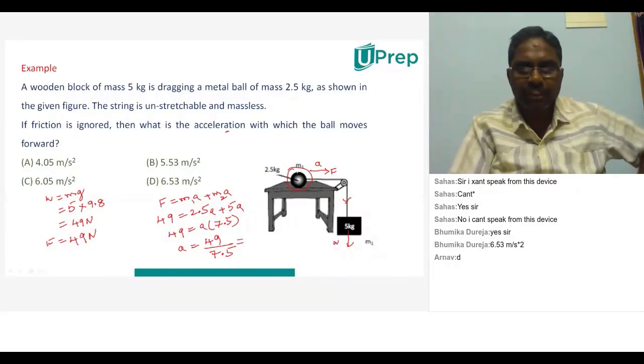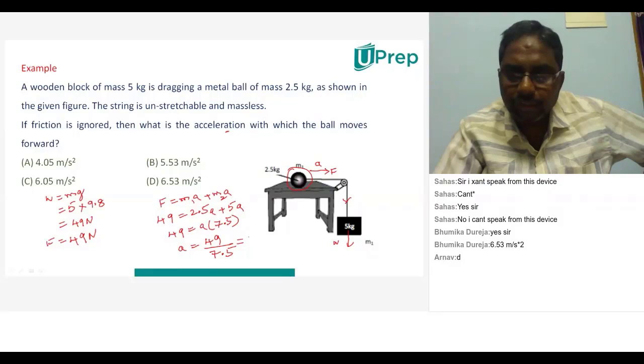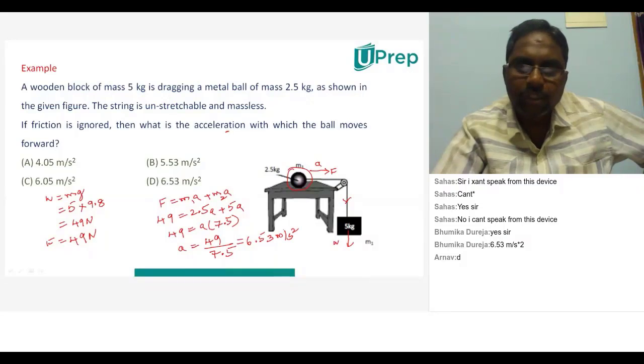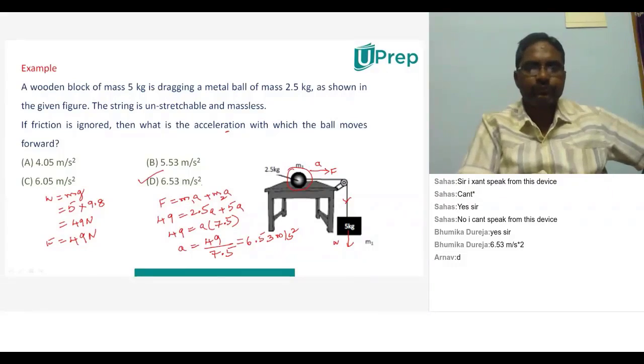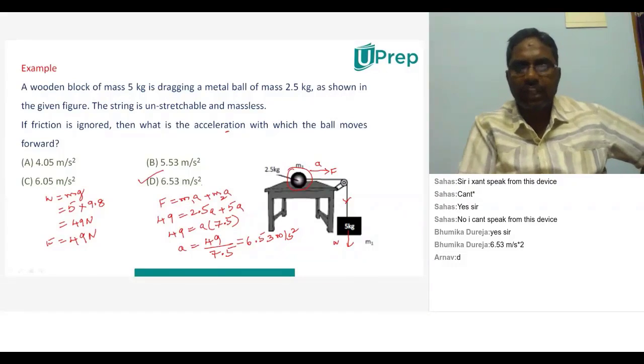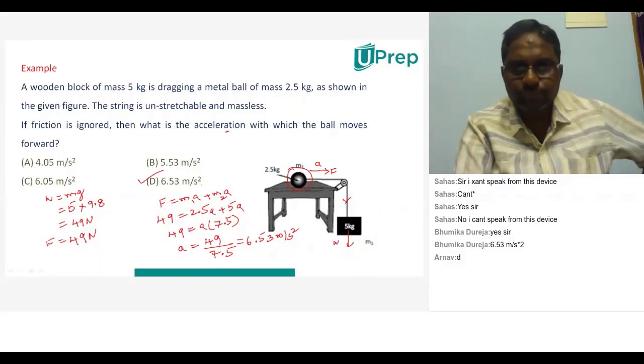Whether the option is there in this? Yes, sir. So 6.53 meter per second square. So what will be the option here? D will be the option. And in this way, you have to find the answer.